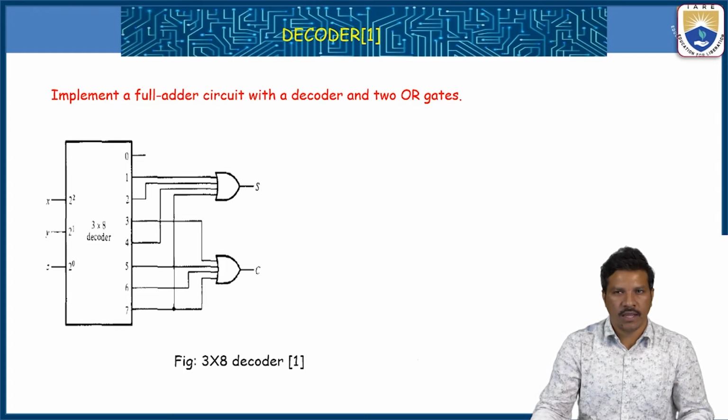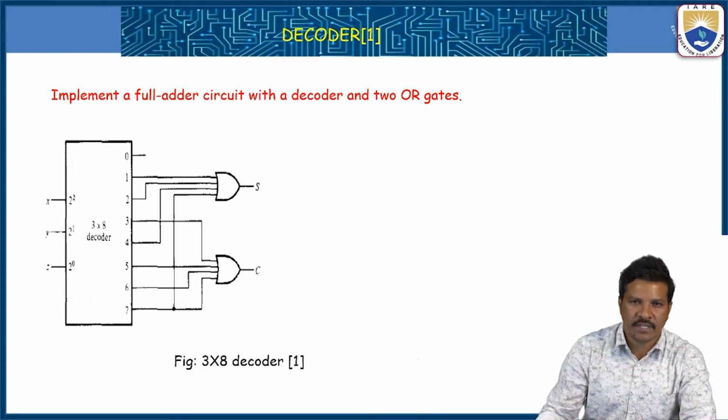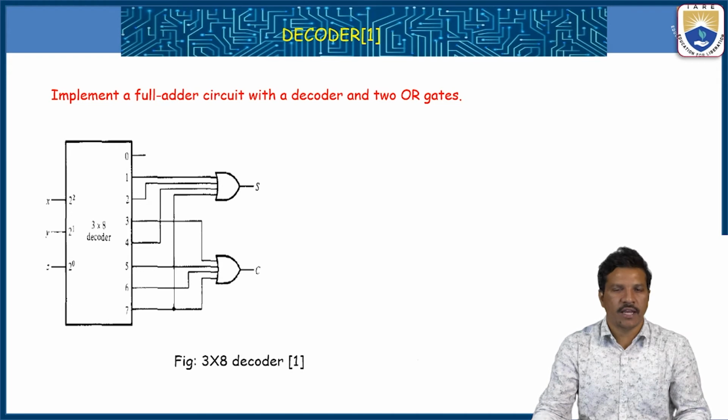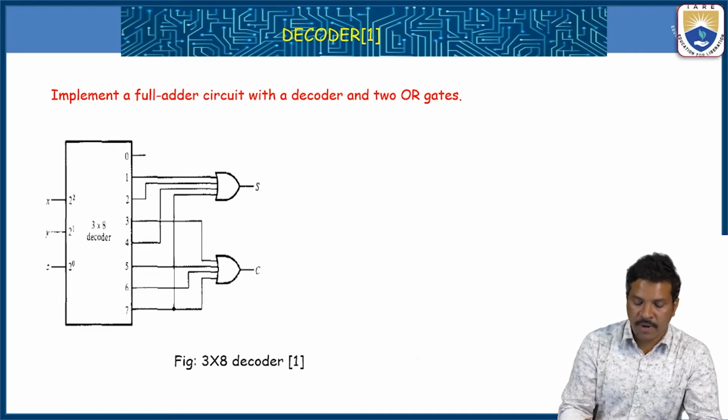As I told you earlier, if you take any Boolean function, it is nothing but a summation of minterms. That summation can be represented by the logic gate OR gate. Those minterms are already available. Minterms are nothing but the outputs of the decoder. So implement a full adder circuit.